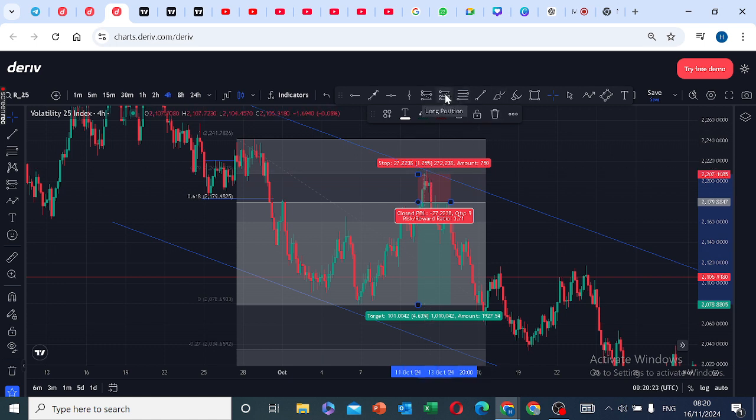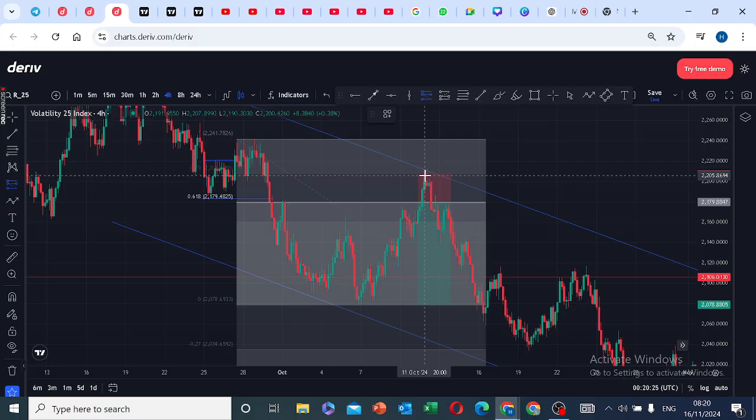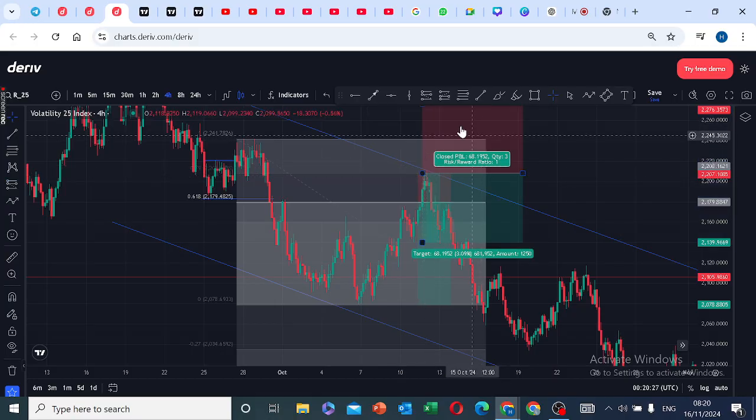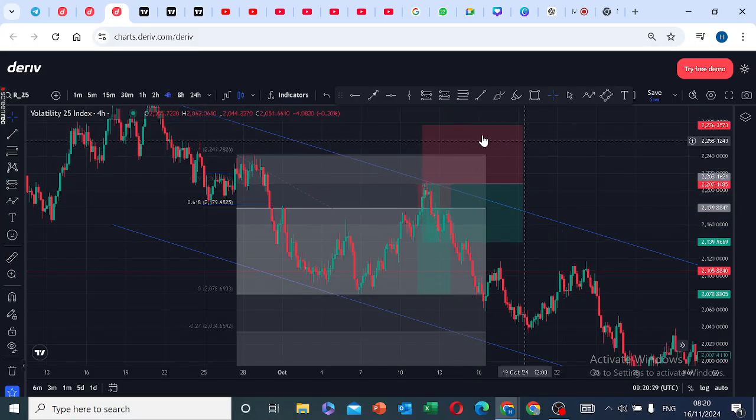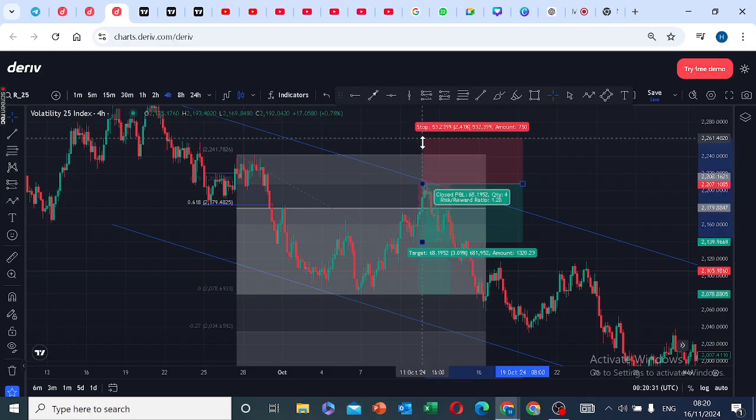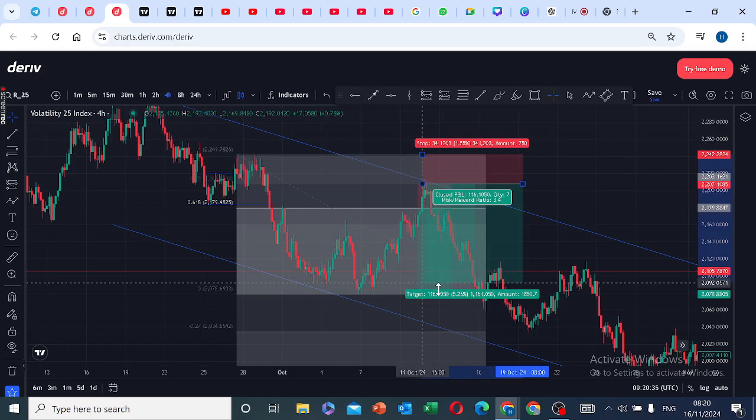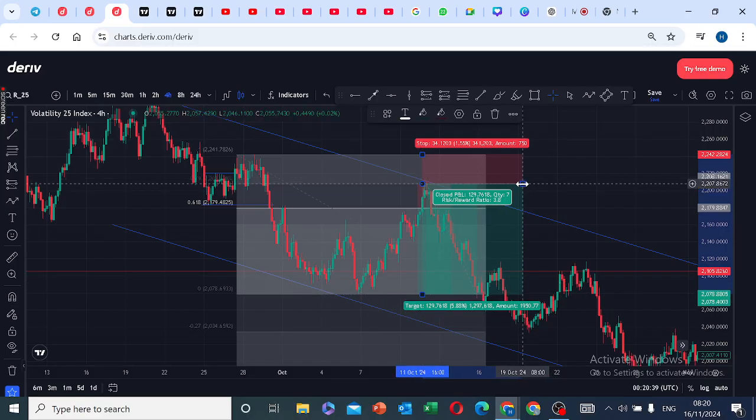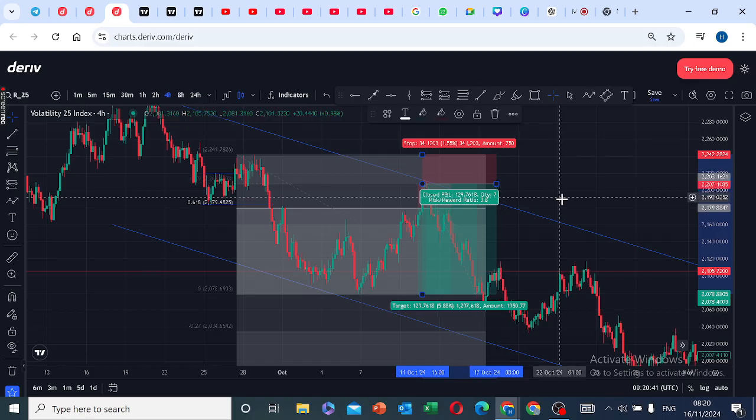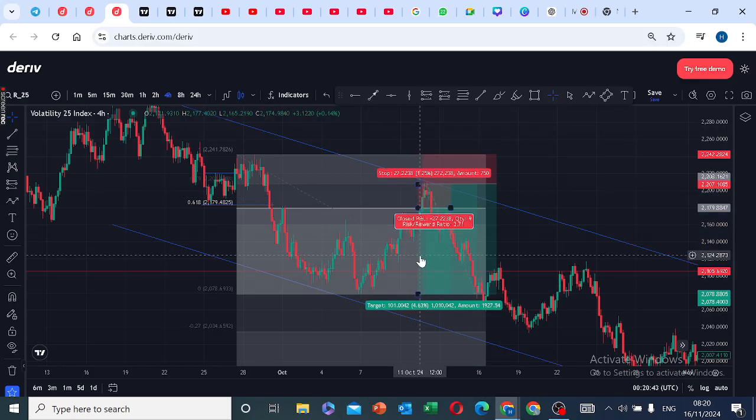Our second entry is basically above this one. So I will explain something now. This trade is basically giving us, what will we call it, a one ratio. Let's see. So the first one actually gave us a one ratio.